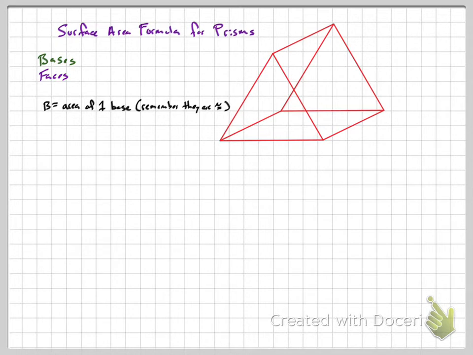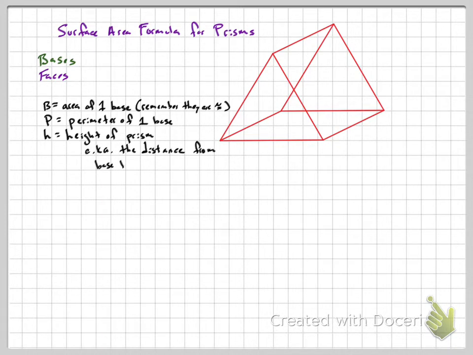So B is going to equal the area of one base, and remember that the bases are always congruent within a prism. The P represents the perimeter of one of the bases, which is easy to remember. And H is the height of the prism, aka the distance from base to base. Meaning, if this is a triangular prism, this length right here could be considered a height. All of these green lengths would be exactly the same.